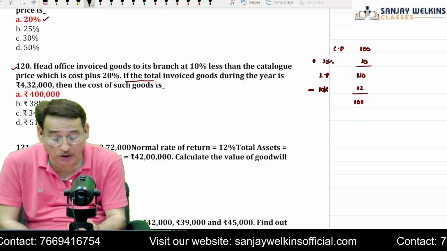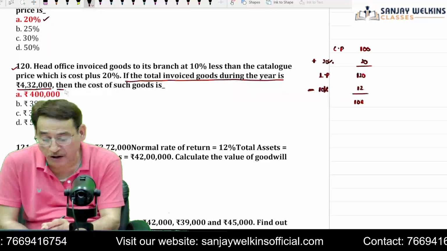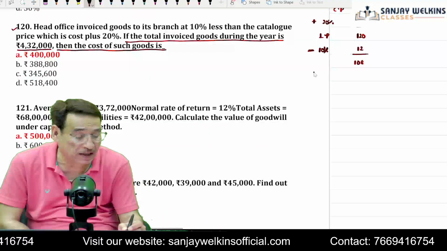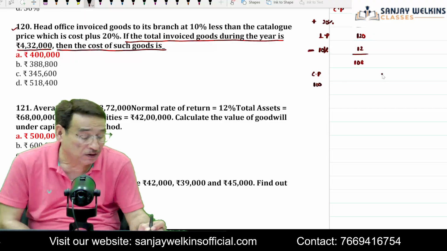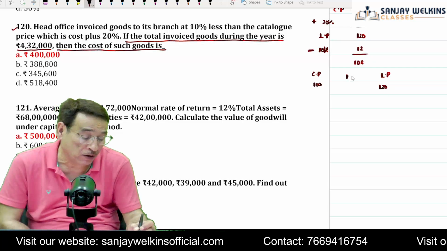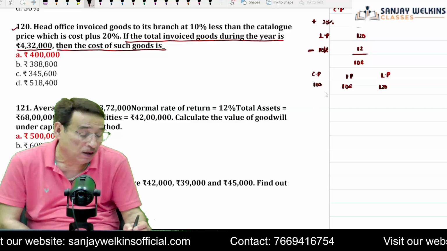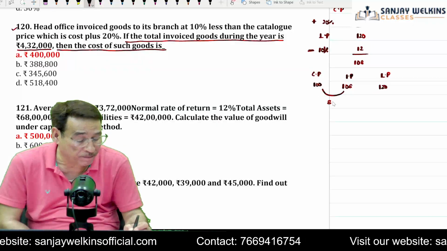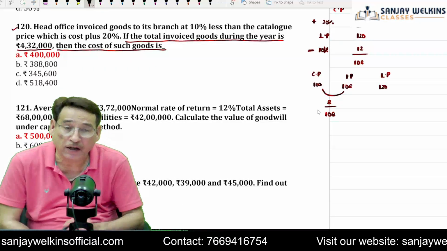Now, if the total invoiced goods during the year is equal to 4,32,000, then what is the cost of such goods? In this case, as you know, there are three prices. One is cost, which is 100. Then your list price or catalog price, which is equal to 120, and your invoice price is equal to 108. Now, the difference between cost price and invoice price is equal to 8. So the rate of loading on invoice price will be 8 by 108.